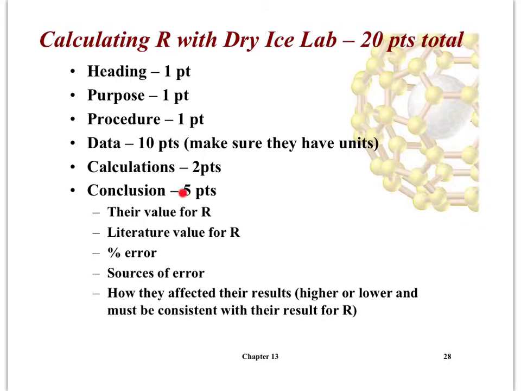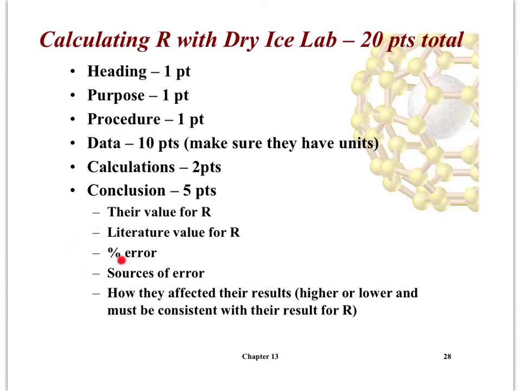For the conclusion, it is 5 points, so they should have their observed value for R with units. Again, those are millimeters of mercury times liters per mole Kelvin. If they don't have their units, or if they're wrong, it's minus half. Same thing for the literature value, it's 62.4 millimeters of mercury times liters per mole Kelvin. If they don't have units, or if they're incorrect, minus half.